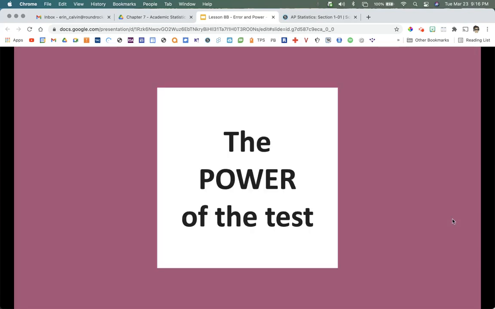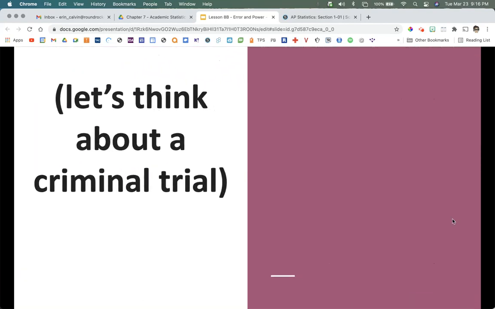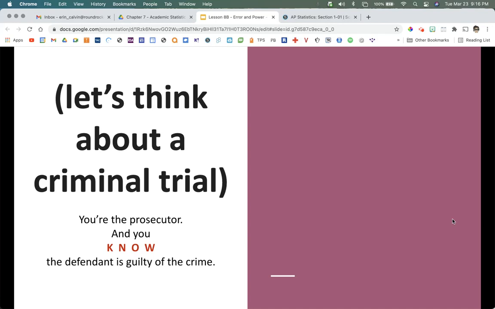Our last little topic for this lesson is something called the power of the test. When we talk about the power of hypothesis tests, we're very simply talking about the effect rate. How good is this test at detecting a change when there is a change? So I want you to think about a criminal trial. Let's say you are a prosecutor and you know the defendant is guilty of the crime. Everybody knows.